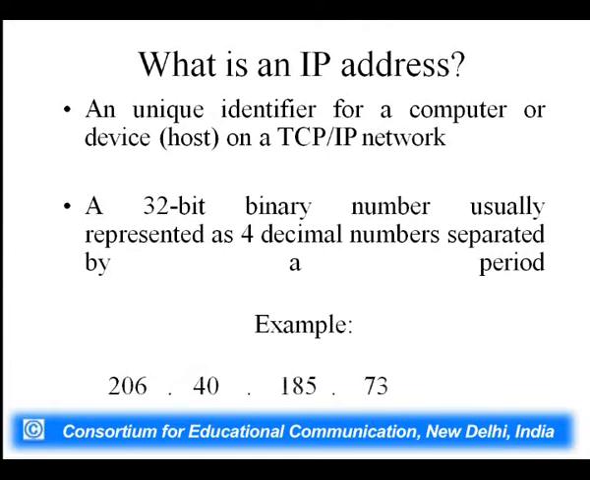For example, 206.40.185.73 is an IP address. Each one of the decimal numbers is represented by 8 bits. So 206 is 8 bits, 40 is 8 bits, 185 is 8 bits and 73 is 8 bits, then it becomes 32 bits. And its binary representation will be a sequence of ones and zeros.